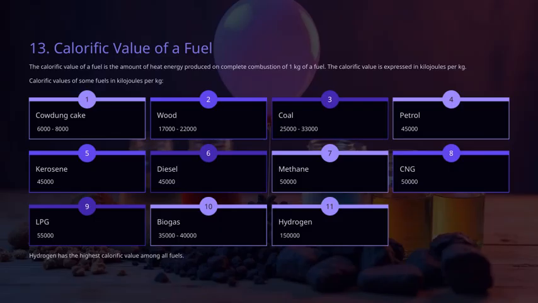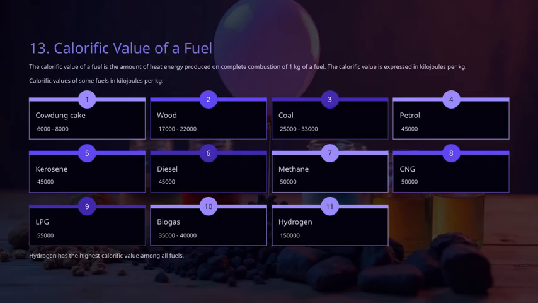Let's talk about the calorific value of a fuel. This is essentially the amount of heat energy produced when 1 kilogram of a fuel is completely burned. It's important to note that this value is typically expressed in kilojoules per kilogram. Now, different fuels have different calorific values, which means some release more energy than others during combustion.